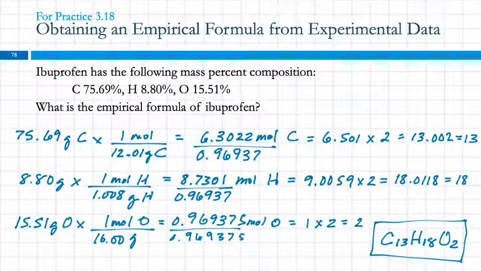I multiplied by 2 because 6.5 is not close enough to a whole number. I need this to be a whole number. Is it going to always be carbon, hydrogen, and oxygen? No, it will not always be carbon, hydrogen, and oxygen. It often will, but not always. Excellent question. Anybody else?